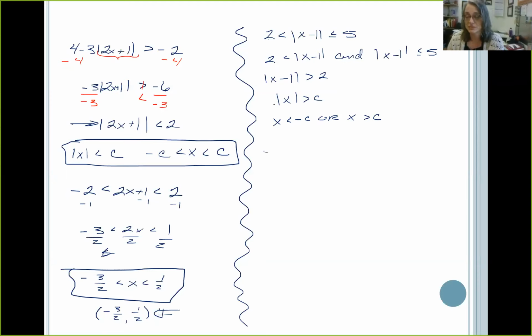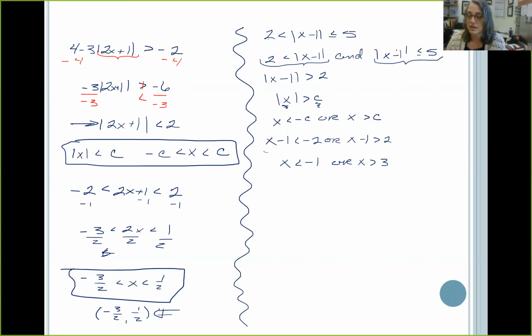This is my no man's land. This says that my values need to be at least this many units away from 0. Okay? So what this means to us is we're going to write x minus 1 is less than negative 2 or x minus 1 is greater than 2. Add 1 to both sides and we get x is less than negative 1 or x is greater than 3. Okay, that's only part of our solution. We took care of this guy. Now we need to get this guy.